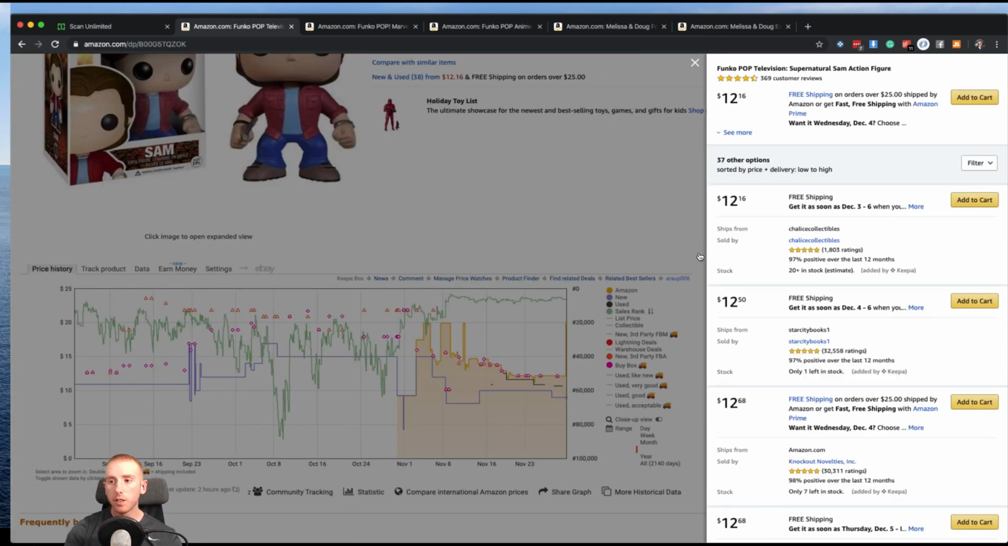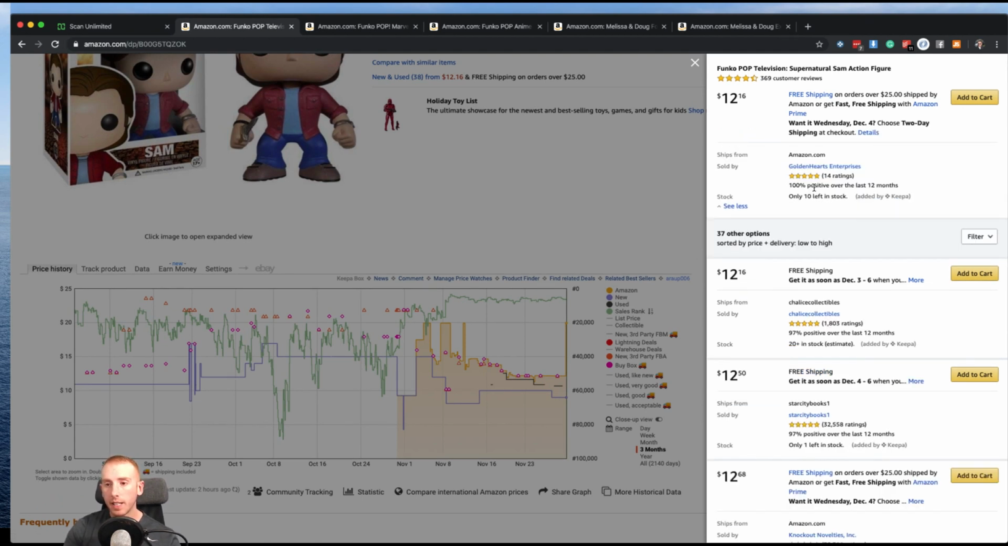In this situation, I see that the buy box winner is this seller here, a third-party seller, and their fulfillment method is FBA. So when trying to figure out what price you would need to get the buy box, you would need to be 12.16 at least if you had the FBA fulfillment method.